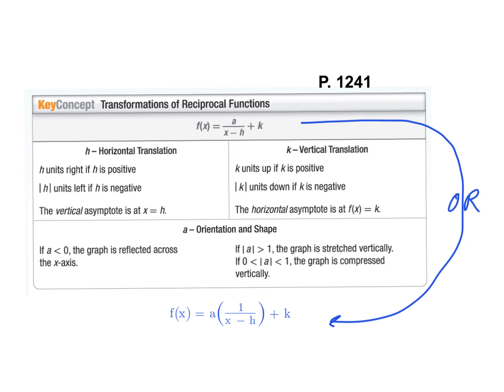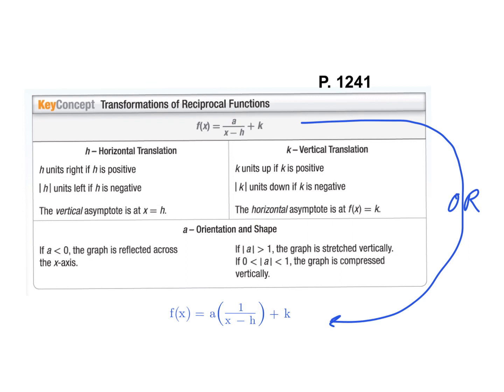Here's what all this is trying to say. This inside move is in the opposite direction, right or left, so it's a horizontal translation. This on the outside is a vertical translation, a slide up and down. This A, the multiplier, means it's either going to get stretched vertically or compressed vertically. And if it happens to be negative, the thing's going to flip. All of those transformations we talked about way back in chapter 2. That's all that this is trying to say.